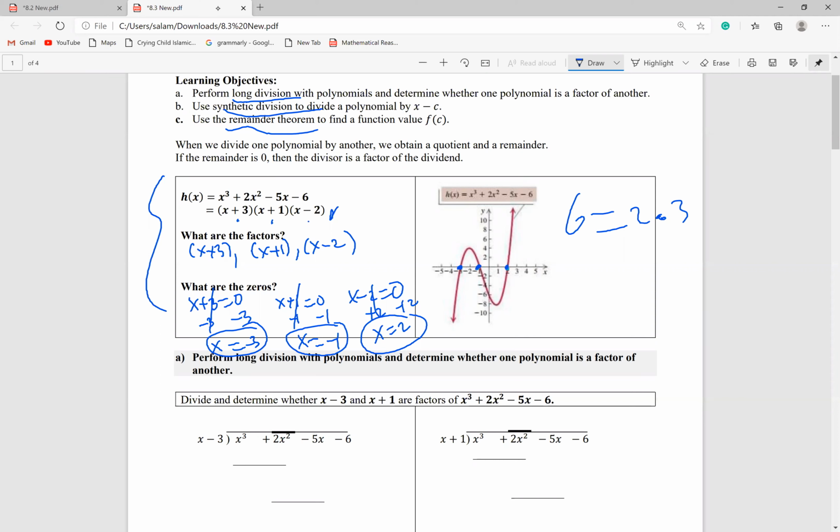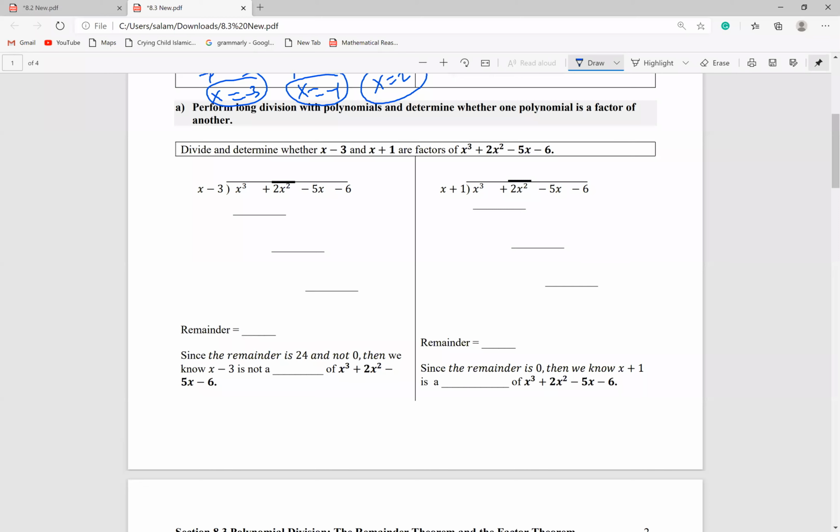Then let's try to go to the main objective. The first is to perform long division. So let's try to look at how to perform long division, okay? So now we want to try to determine whether x minus 3 and x plus 1 are factors of x cubed plus 2x squared minus 5x minus 6. If x minus 3 is a factor, then the remainder should be 0. If x minus 3 or x plus 1 are not factors, then we should get a remainder. So now let's try to do that.